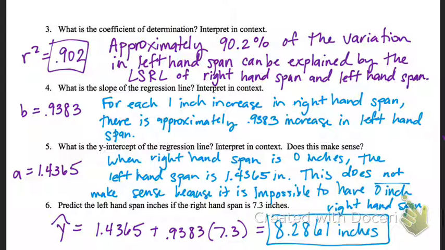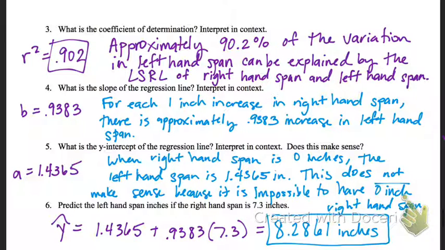So for number 4, basically what it's saying is for every inch that your right hand span increases, your left hand span increases by 0.9383. So they're not directly proportional. Very interesting. For the y-intercept, it wants you to interpret it even though it doesn't make sense. So always go through with the interpretation, but then explain why it doesn't make sense. So the interpretation would be when your right hand span is 0 inches, your left hand span is 1.4365 inches. But why does that not make sense?